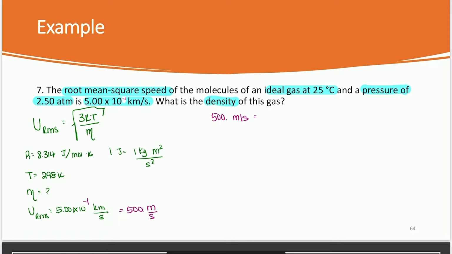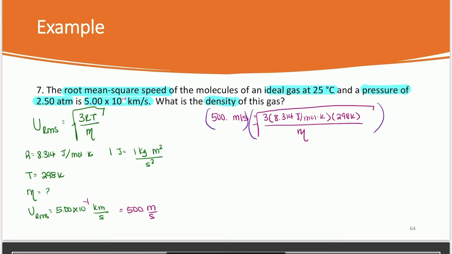This gives me 3 times my gas constant, 8.314 joules per mole K, times 298 K divided by molar mass. It is a square root here. I am going to square both sides of this equation. So I've got 500 meters per second squared, which gives me 2.50 times 10 to the 5th meters squared per second squared.